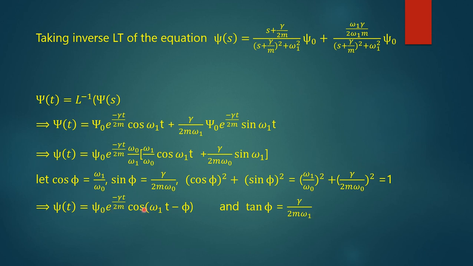Thus, the solution of the damped harmonic oscillator equation is psi t is equal to psi naught e to the power minus gamma t by twice m into cos omega 1 t minus phi. This is the standard solution of our damped harmonic oscillator.